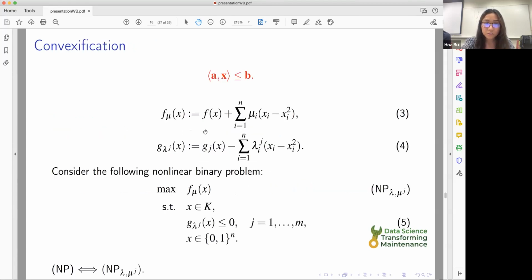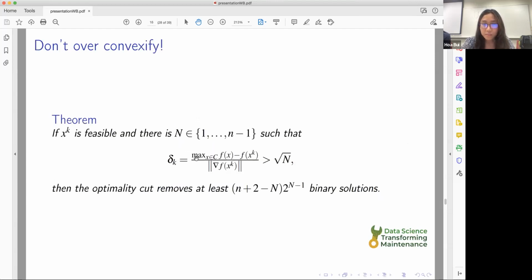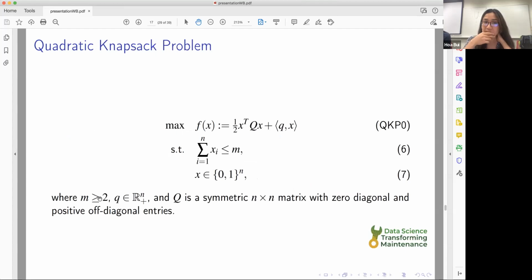So if we go back to convexifications, we didn't change the value of the function f, we changed the curvature. Which means that the numerator of this ratio still remains constant, but what we change is the denominator of the ratio. So if this non-derivative is too big, then this ratio is too small, and then n will decrease. When n decreases, then you remove fewer solutions, so your cut is not tight anymore. So don't over convexify. Of course, we have to test our methods on the standard classic quadratic knapsack problems.